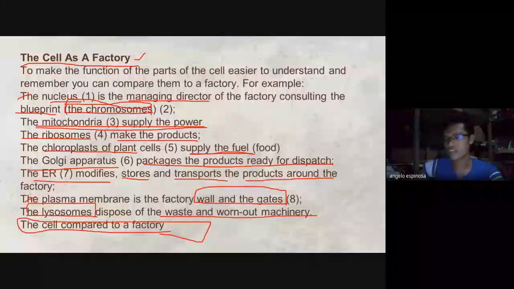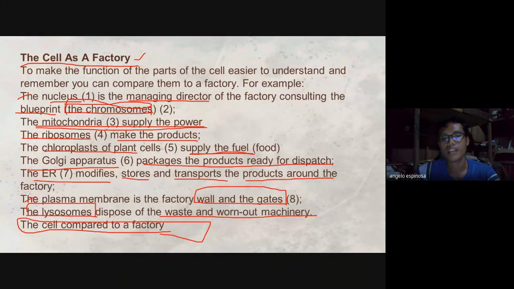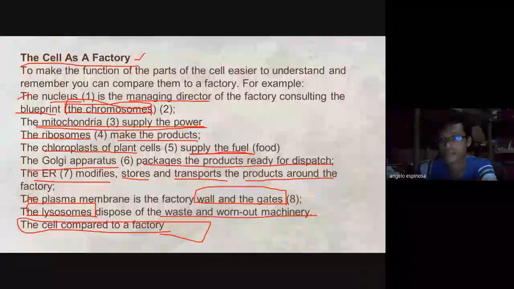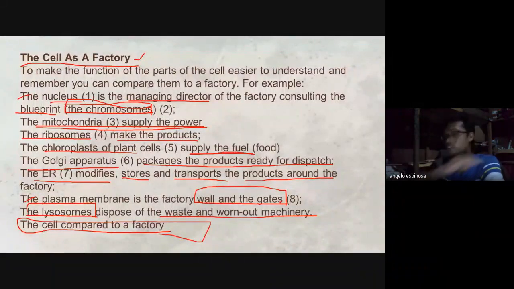Okay? Did you understand, class? Let me know if you understand now. Did you understand the process of the cell? Yes or no? Yes. Are you there? We have 19 participants. Did you understand, class? Just raise your hand if you understand the discussion. Which part na hindi nyo naintindihan? Balikan ko.